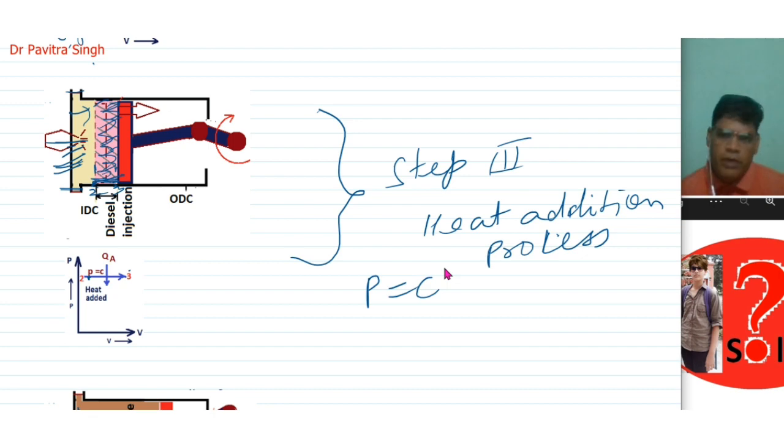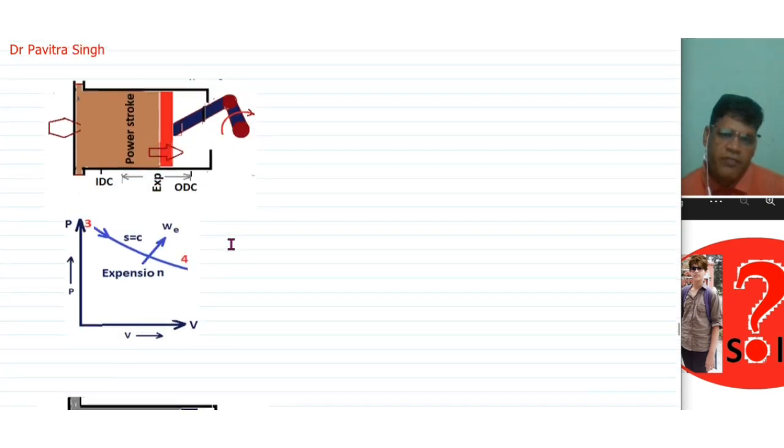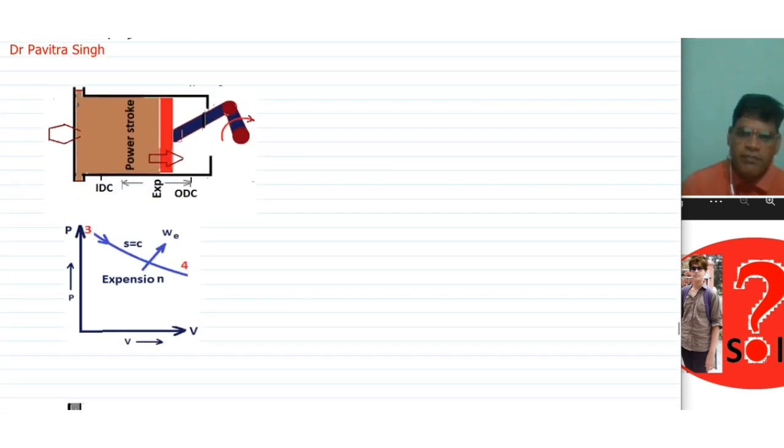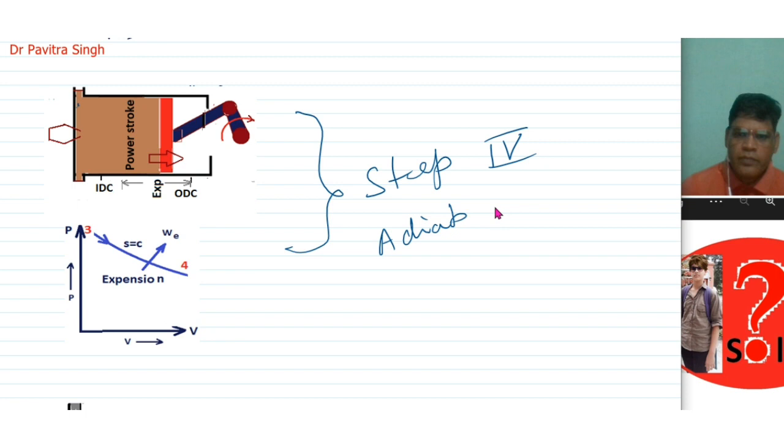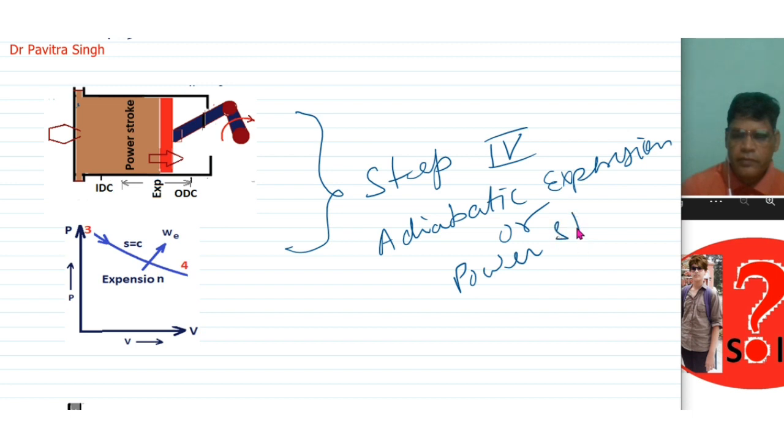Okay, now we will talk about step 4. So this is step 4, and this is the adiabatic expansion, or it is also called power stroke. Okay, so during this process entropy will be constant.